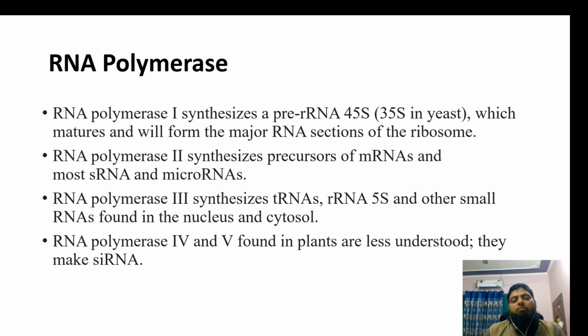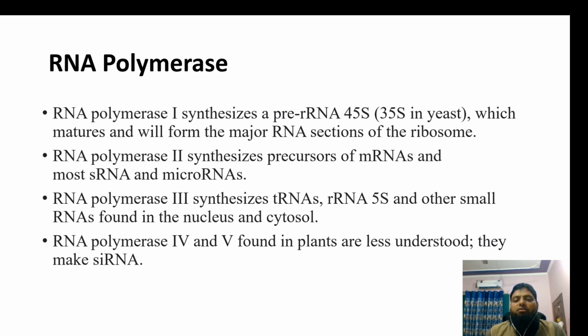So one approach is using the RNA polymerase 1 gene. We have three types of RNA polymerases within the cells. RNA polymerase 1 synthesizes pre-ribosomal RNA, which matures and will form the major RNA sections of the ribosome. Then we have RNA polymerase 2 that synthesizes precursors of mRNA, microRNAs and small RNAs.